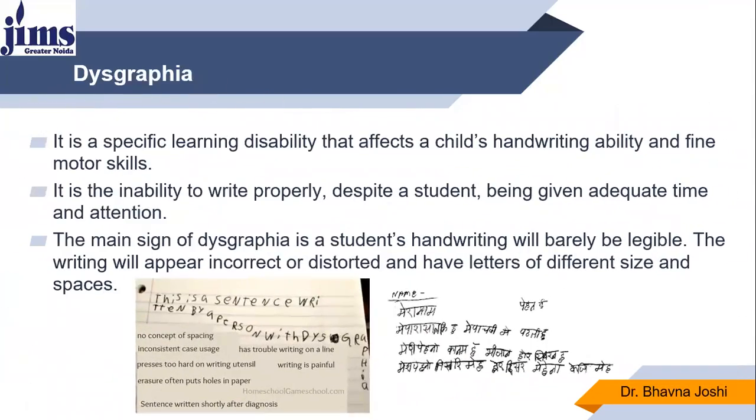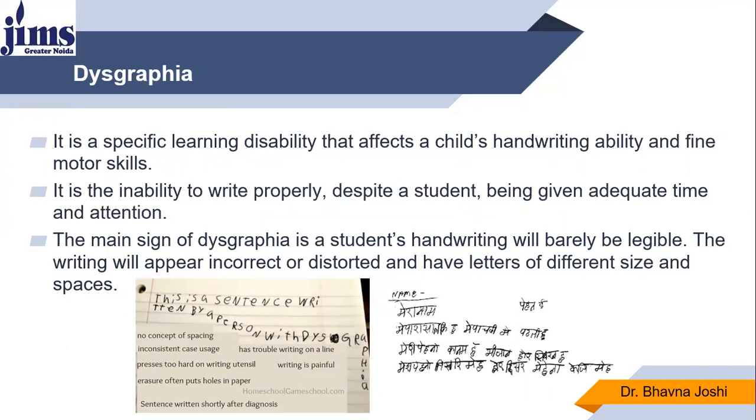The next learning problem is dysgraphia. As you can see in the pictures, this learning disability affects a child's handwriting ability and fine motor skills. Basically, the child has problems with fine motor skills, and they are unable to write. The writing is very inappropriate. It is not legible. As a teacher, you will not be able to read what the child has written.